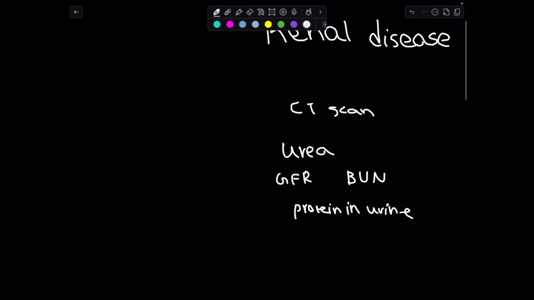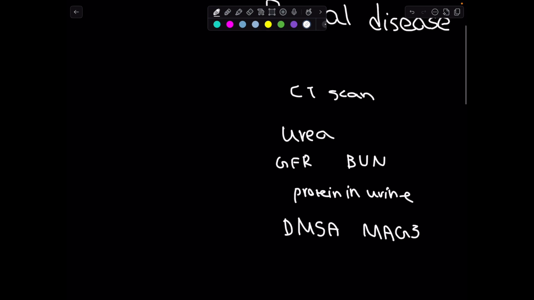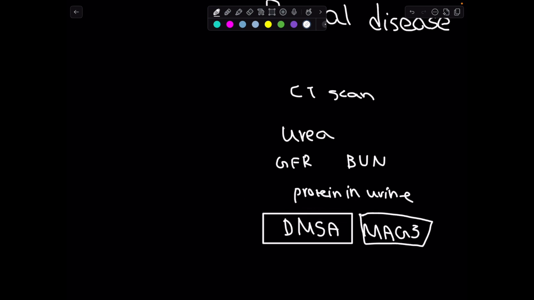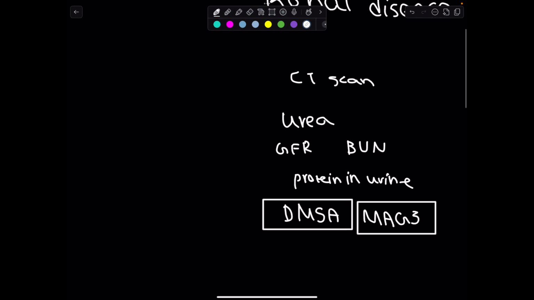What is DMSA and MAG3? I'm assuming you're asking about the difference between a MAG3 renal scan and other kidney diagnostic tests. And then DMSA. All right, it sounds like you're asking about the differences between a MAG3 renal scan and a DMSA scan in the context of diagnosing renal disease.